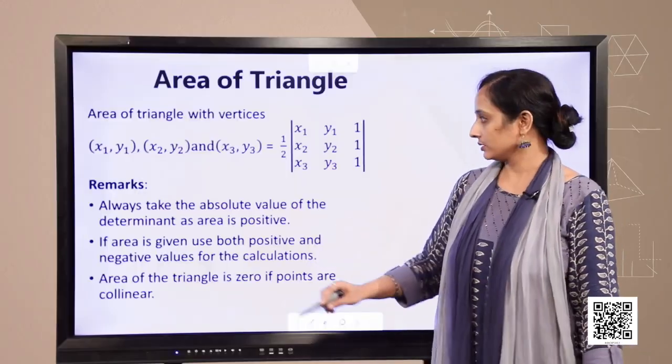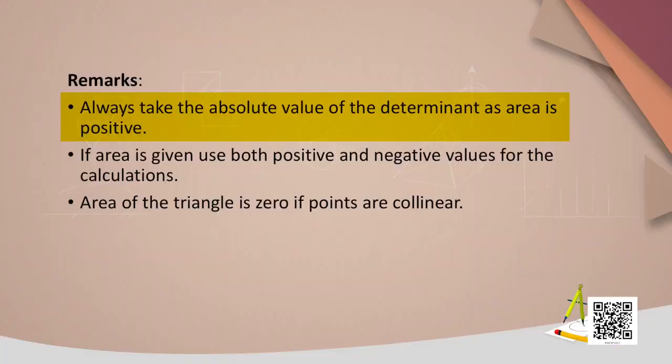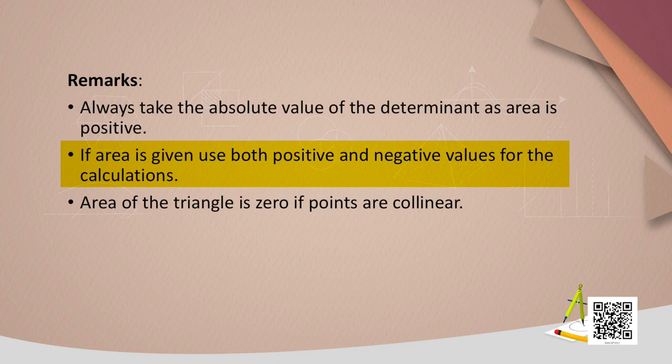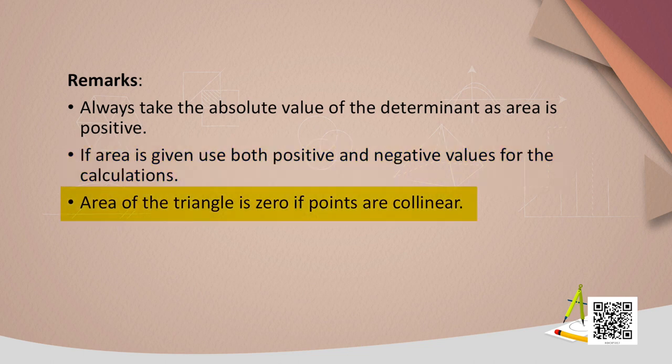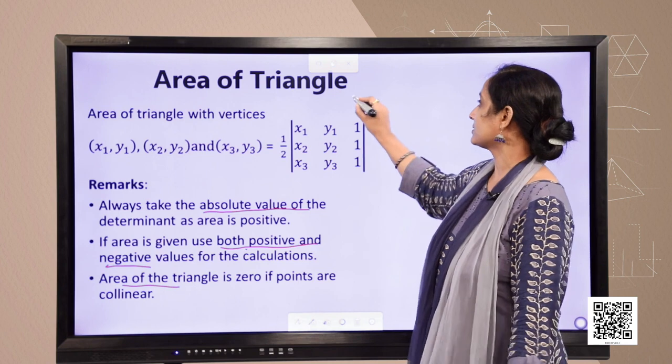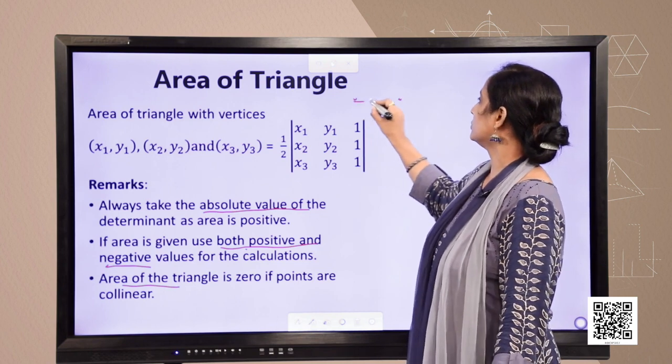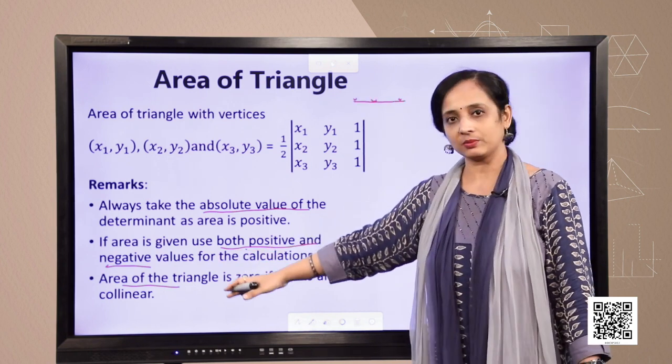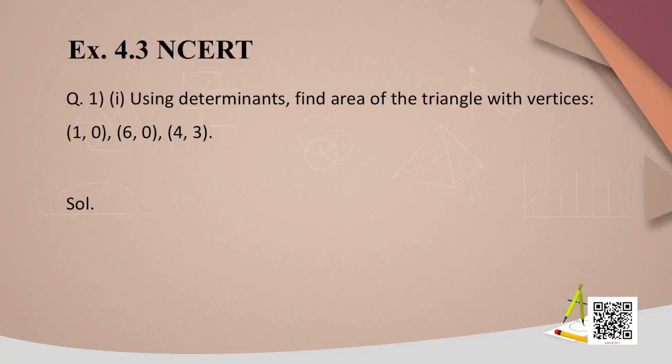So two remarks are there. Always take the absolute value of the determinant. Why? Because area is always a positive quantity. If area is given to you for the question or calculation sake, you can use both positive and negative values so that both the answers can be given. And last, area of the triangle is 0 if points are collinear. Obviously, if 3 points are collinear, then no triangle is made. In fact, the line becomes a single line.